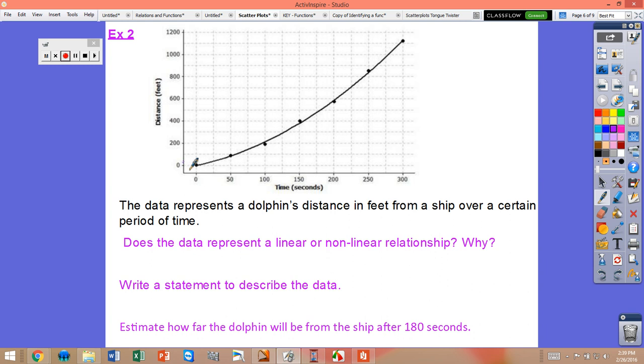Example 2. This data represents a dolphin's distance in feet from a ship over a certain period of time. So does the data represent a linear or nonlinear relationship? This is a nonlinear relationship because of the curved line. Write a statement to describe the data. So this is the dolphin's distance in feet from a ship over time. So as time goes by, the dolphin is farther and farther away from the ship.